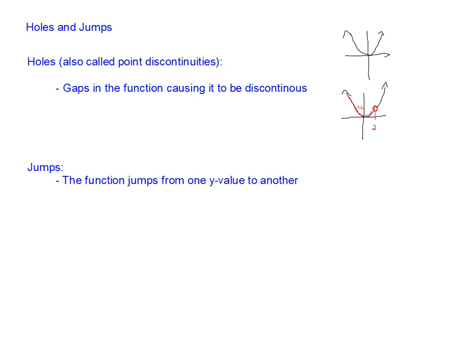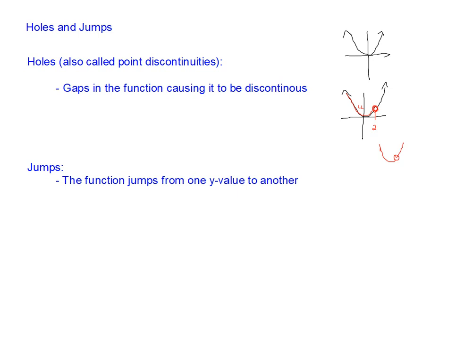Now we do show it with a little open circle, just because if I were to draw a function like this, and if I were to lift my pen up here and put it back down, you might not see that little gap, depending on the size of the gap. So we draw a little circle around it to indicate that there is in fact a little hole there. So that's what we call a hole in the graph.